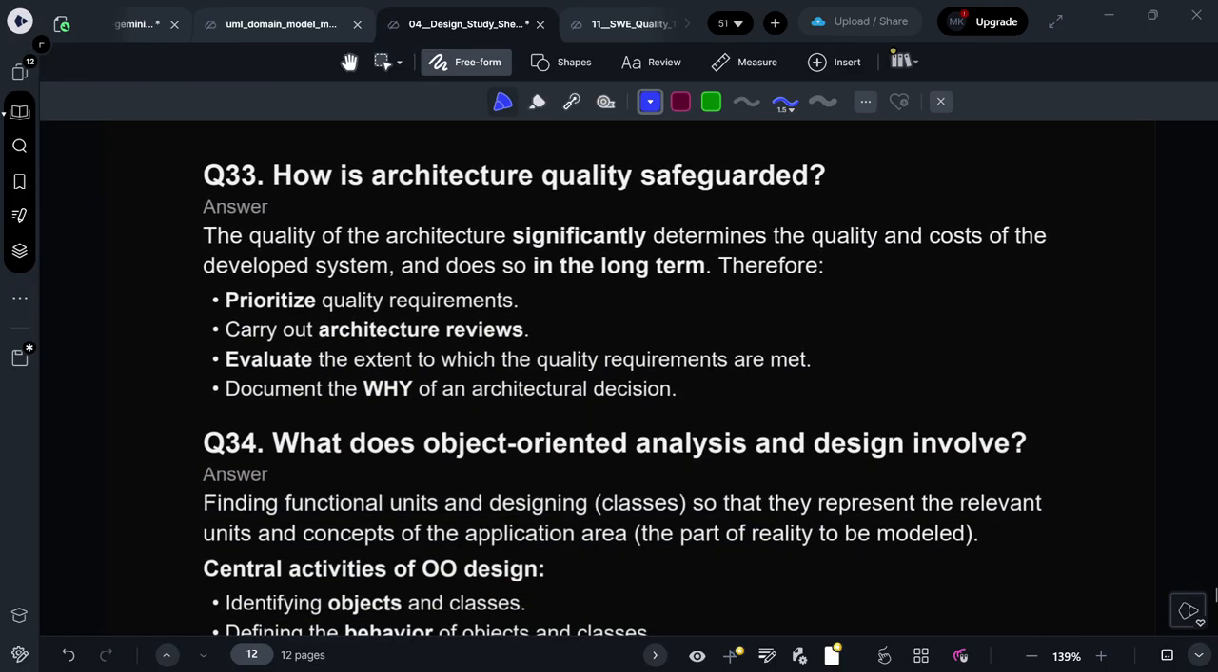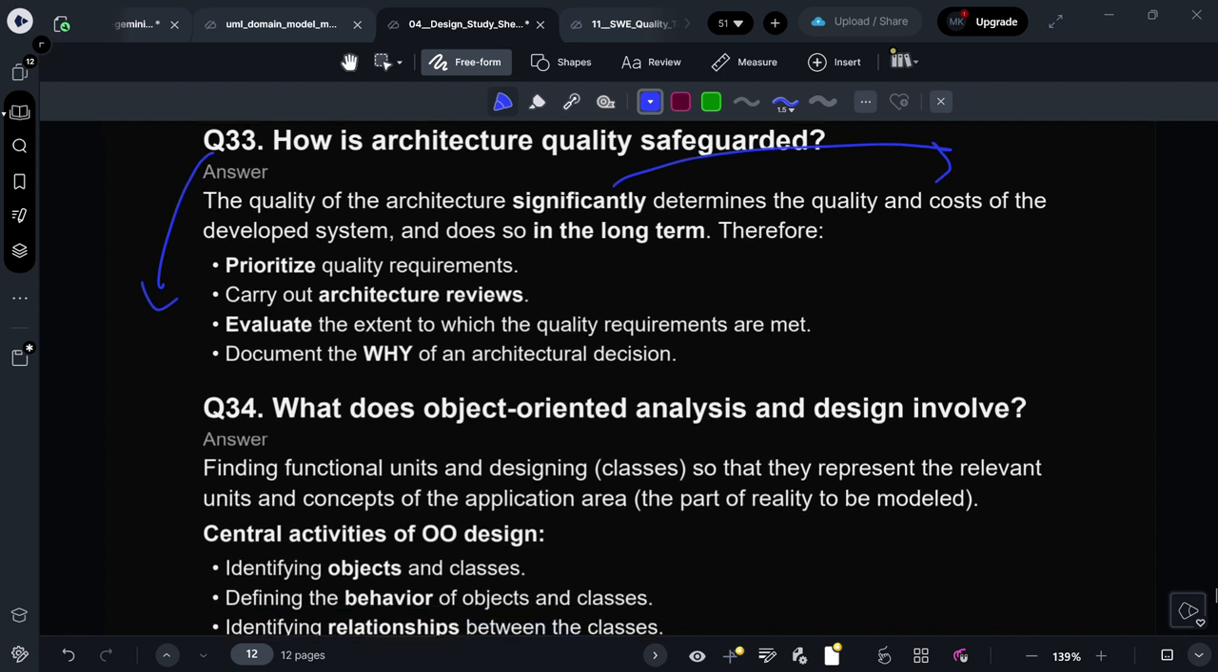Then we have how is architectural quality safeguarded. The quality of the architecture significantly determines the quality and the cost of developed systems, and does so in the long term. Therefore, prioritize quality requirements, carry out architectural reviews, evaluate the extent to which the quality requirements are met, and document the why of an architectural decision.